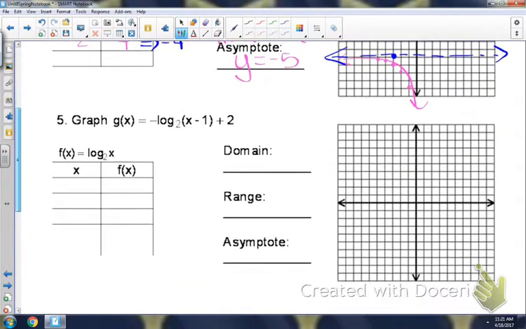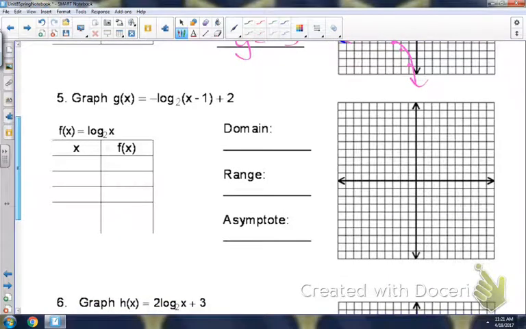Okay, notice 5, we have our log function. So our log parent function is log base 2 of x. So I'm going to fill in the table from our parent function on the front. That was number 2. So we have 1/4, negative 2, 1/2, negative 1, 1, 0, 2, 1, and 4, 2.